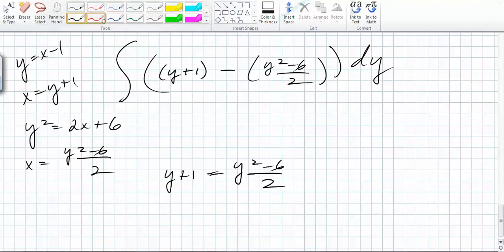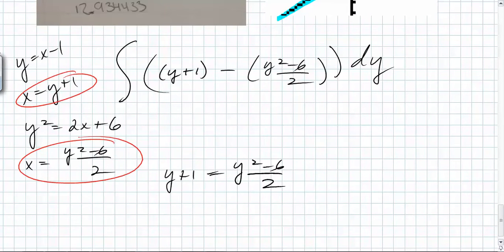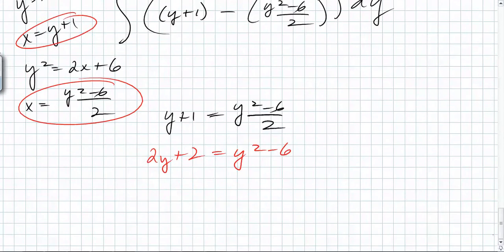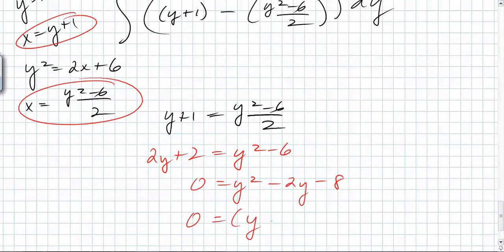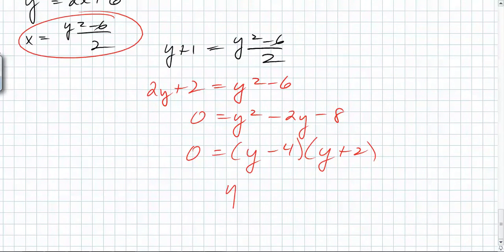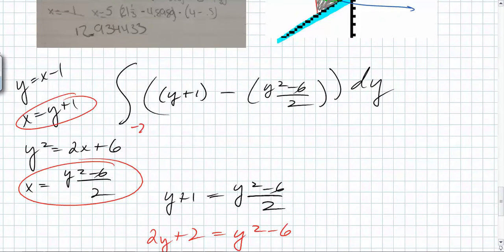How did I get that? You have these two things, right? Solving for y, you have 2y plus 2 is equal to y squared minus 6. So what do you end up with? You end up with 0 equals y squared minus 2y minus 8. So 0 is equal to y minus 4 times y plus 2. So y is equal to negative 2 and 4. So what are our limits of integration?